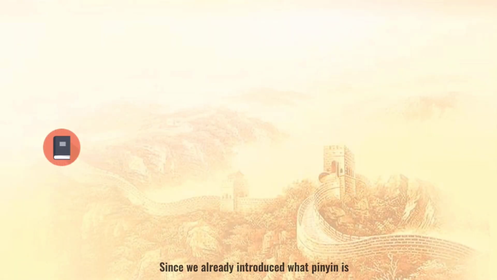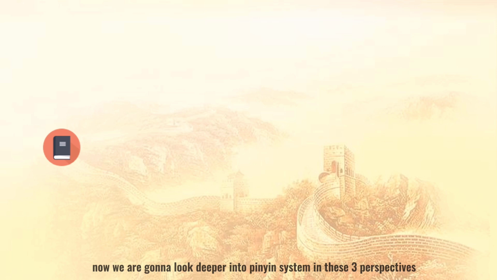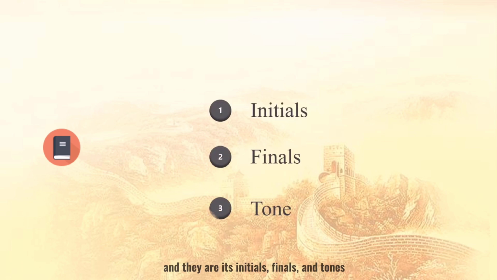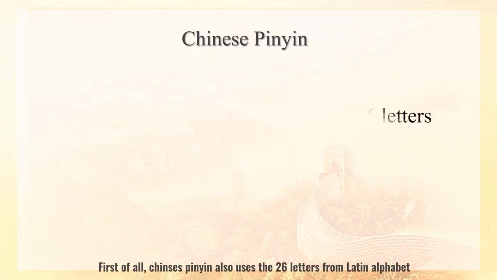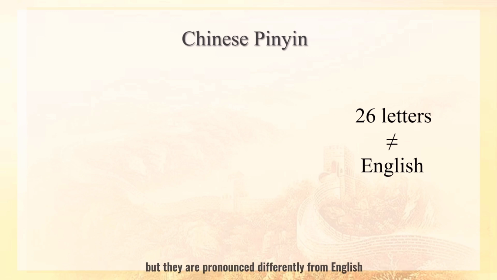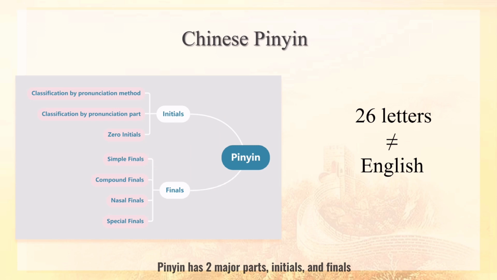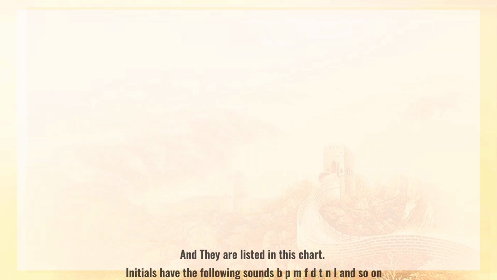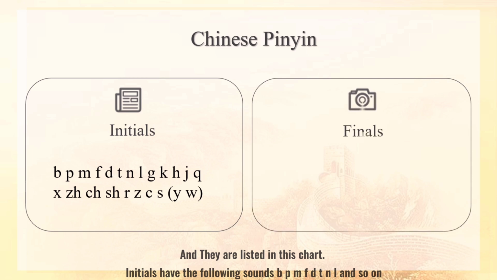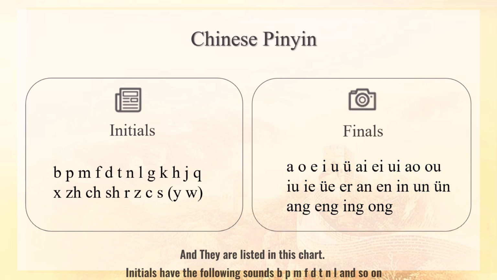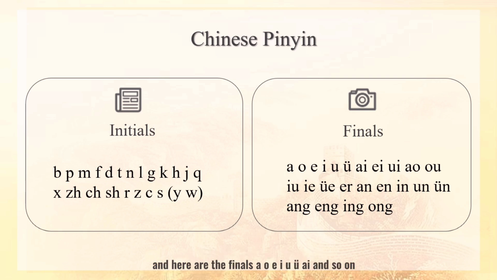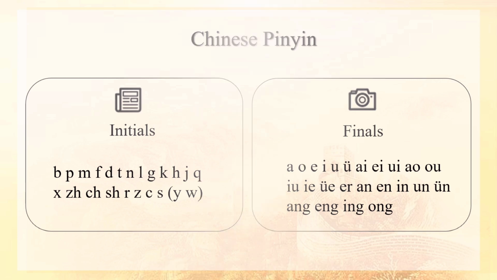Since we already introduced what pinyin is, now we're going to look deeper into the pinyin system from these three perspectives, and they are its initials, finals, and tones. First of all, Chinese pinyin also uses the 26 letters from the Latin alphabet, but they are pronounced differently from English. Pinyin has two major parts, initials and finals, and they're listed in this chart. Initials have the following sounds: b, p, m, f, d, t, n, l, and so on. And here are the finals: a, o, e, i, u, ü, I, and so on.